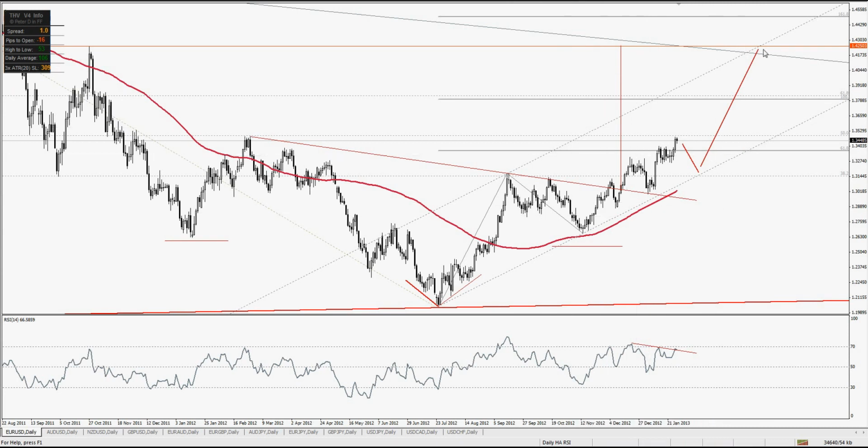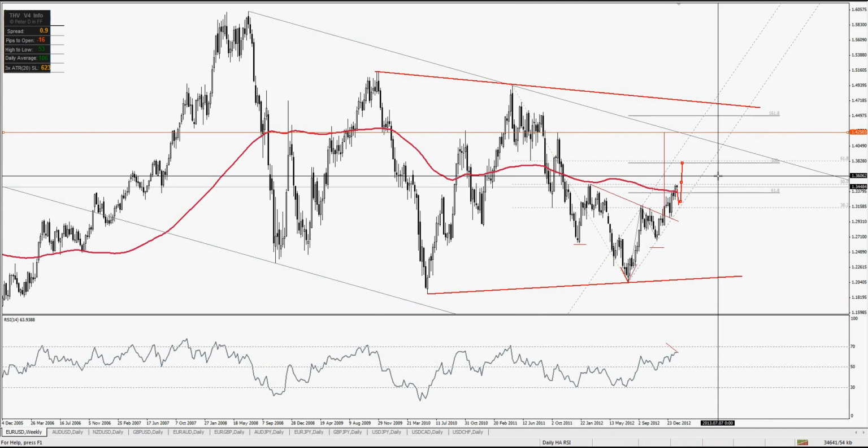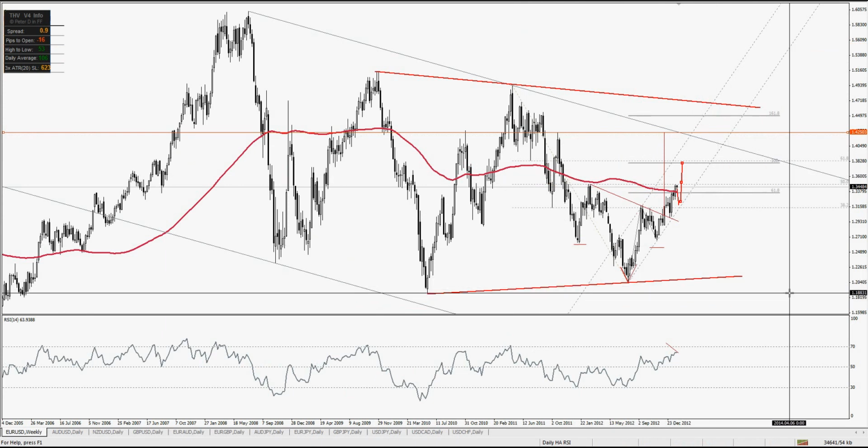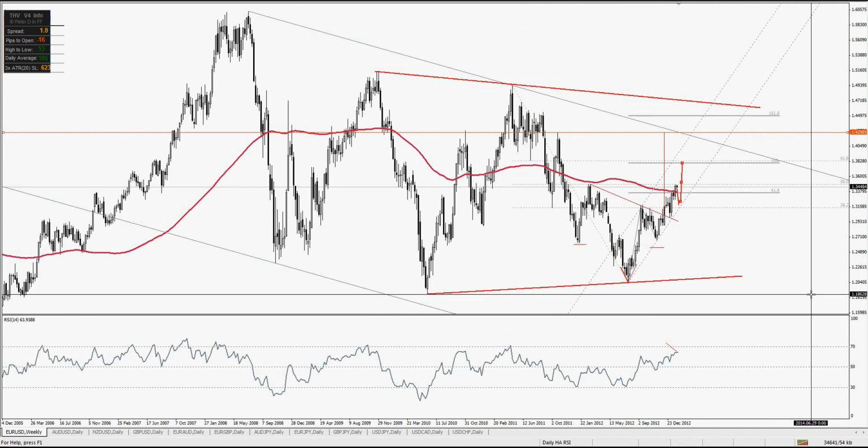So, we could just not reach the head and shoulders target and hit that and then down to the below 180.83.